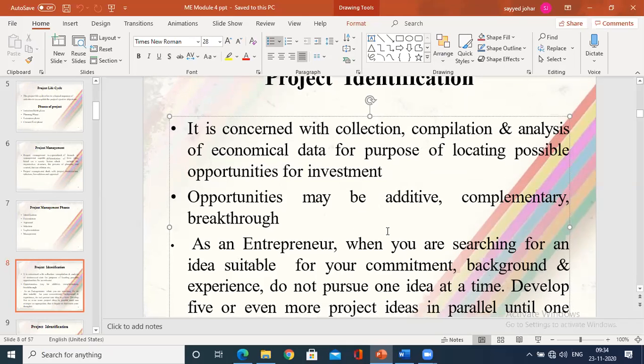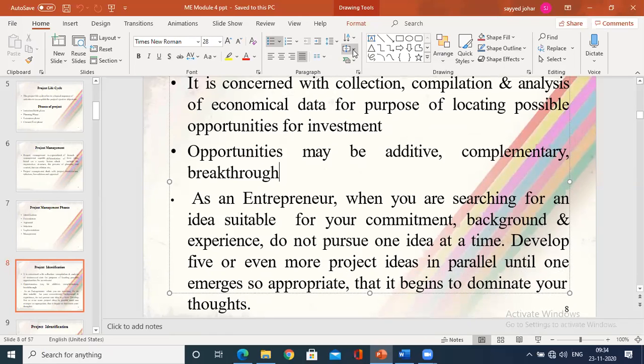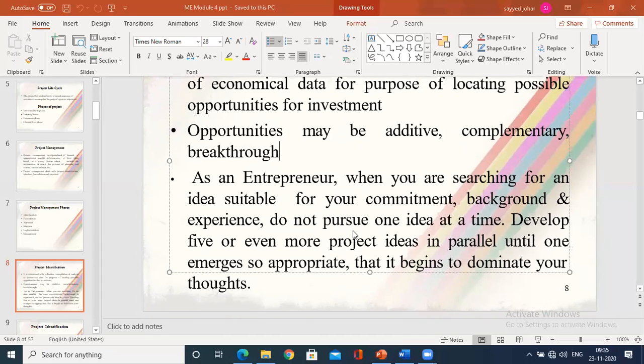When we talk about the opportunities, we may have additive, complementary, or breakthrough. So as an entrepreneur, when you are searching for an idea suitable for your commitment based on your background and experience, we don't pursue one idea at a time. That is, we are not relying on one idea. We need to develop 5 or even more project ideas in parallel. So here we are focusing on project identification.